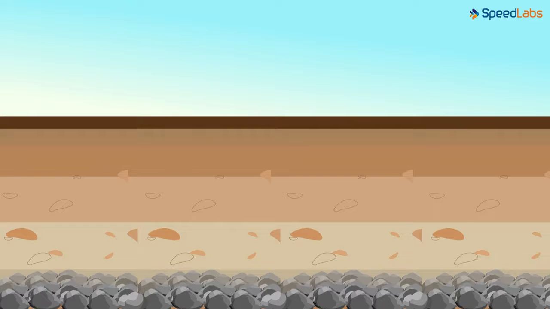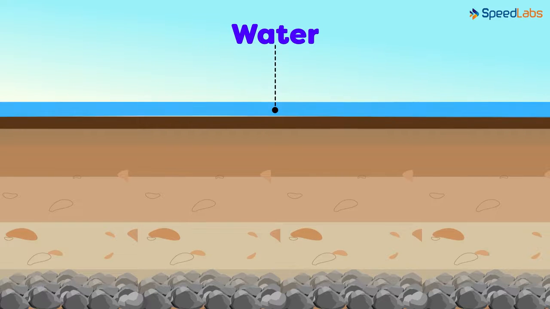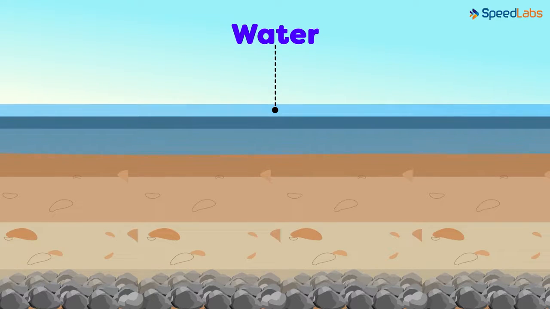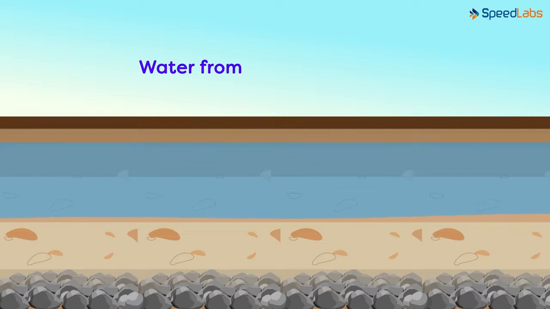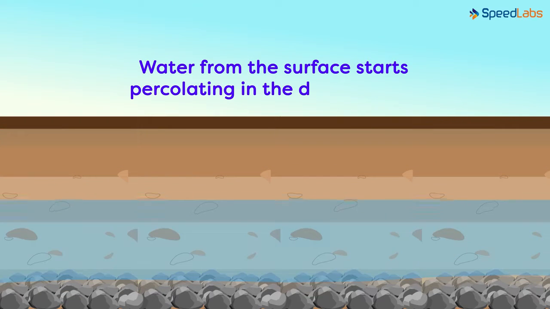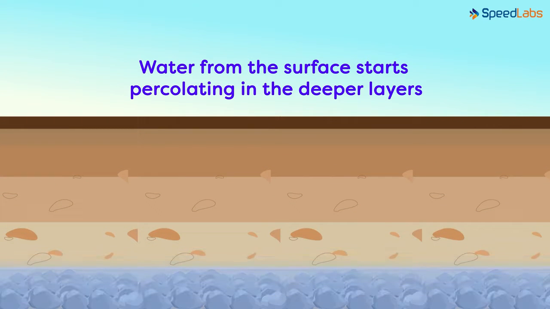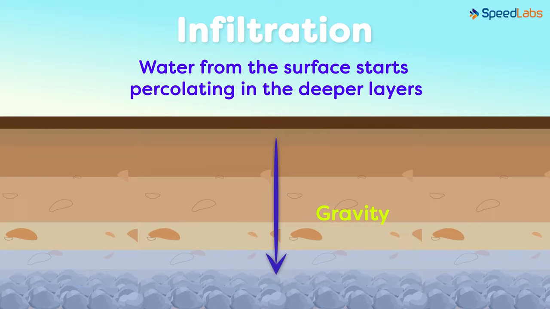The story begins when the water from the surface of the earth starts percolating in the soil. That means water from the top layer starts going deeper into the soil. The force of gravity helps water drops seep down. The process by which water from the surface seeps deeper into the ground is referred to as infiltration.